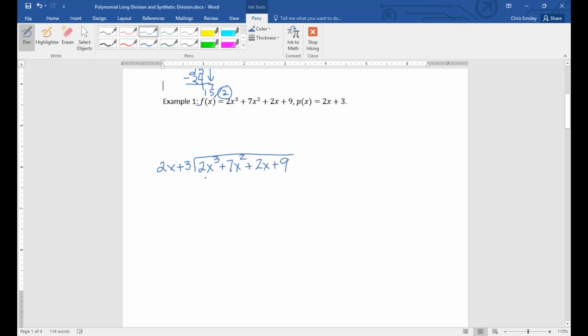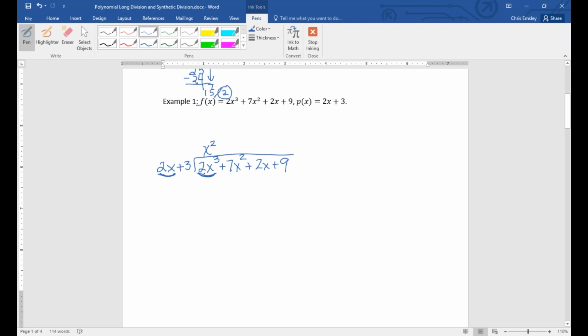That's our dividend. Okay, so again, just like in the regular long division, we're going to take a look at this leading term right here. We want to ask ourselves, how many times does that go into 2x cubed? Or maybe an easier way to think about it is, what would I have to multiply 2x by to turn it into 2x cubed? 2x times what gives me 2x cubed? Well, if I multiply 2x by x squared, that would give me the term that I'm looking for.